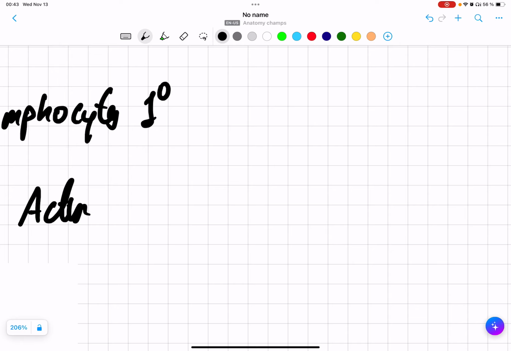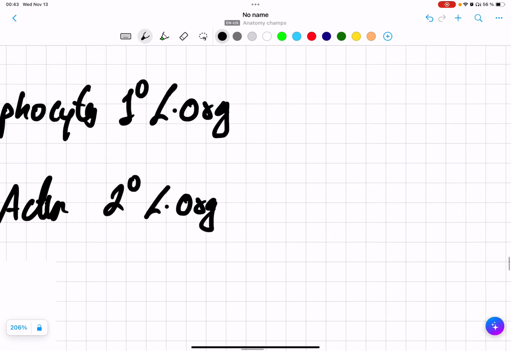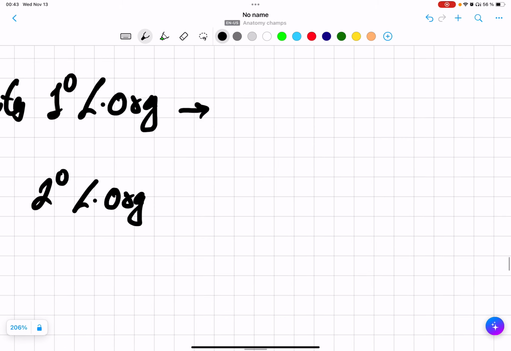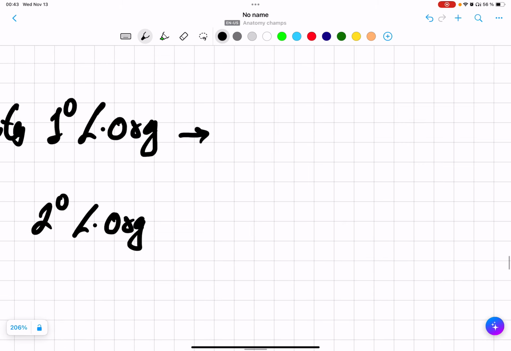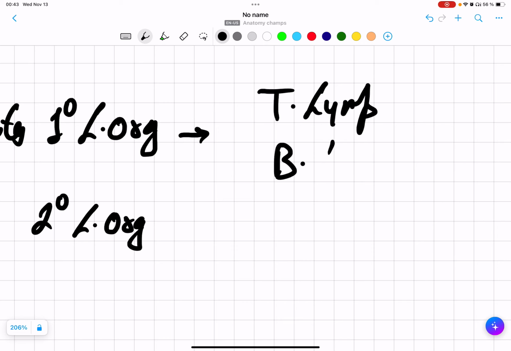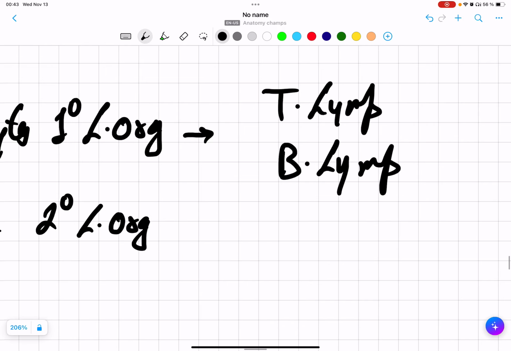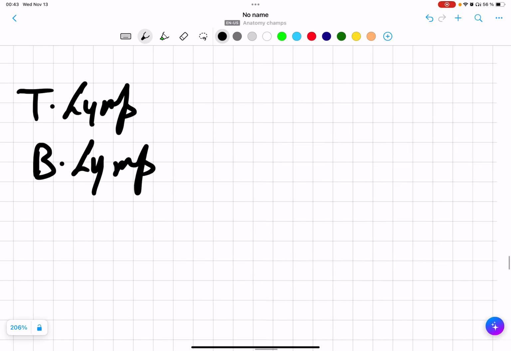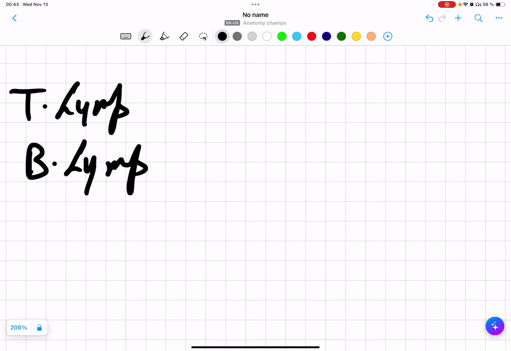The place of formation is the primary lymphoid organ. The place of action is the secondary lymphoid organ. Primary lymphoid organ means where the lymphocytes will be formed. How many lymphocytes do we have? We have T lymphocytes and B lymphocytes. They will be formed in the primary lymphoid organs. And how many primary lymphoid organs do we have?